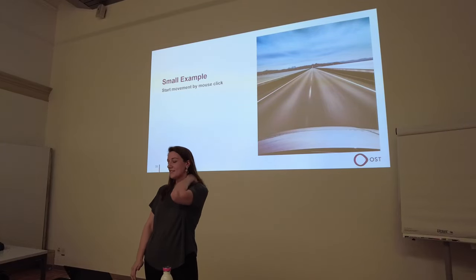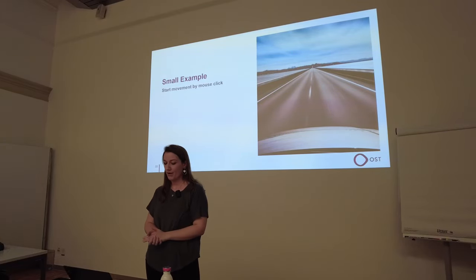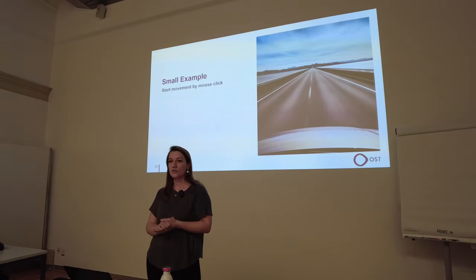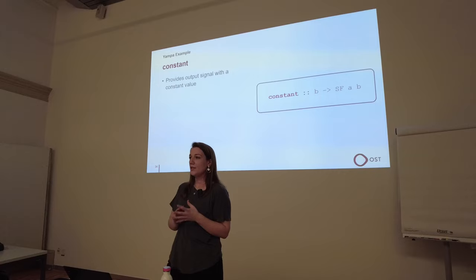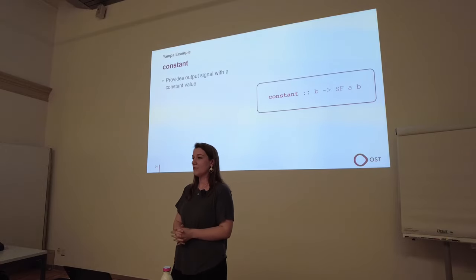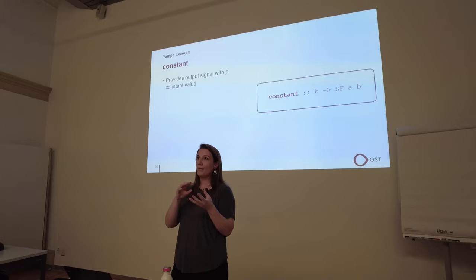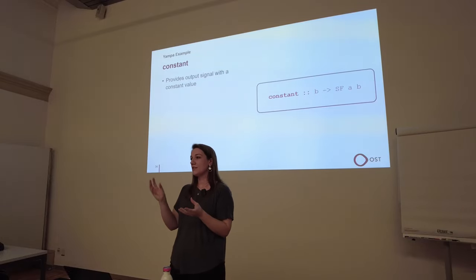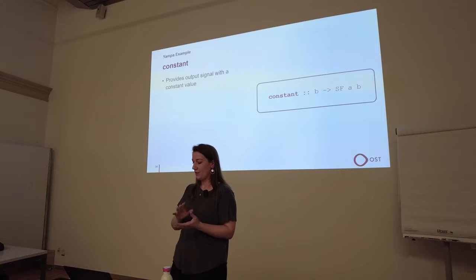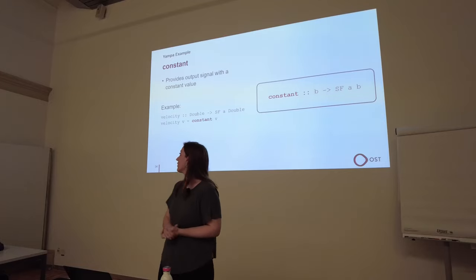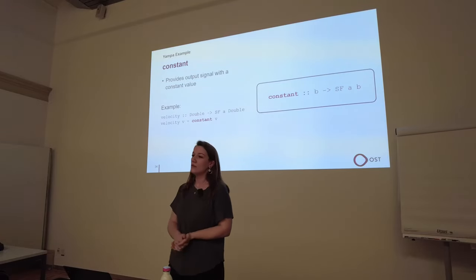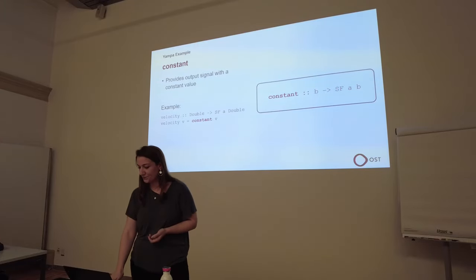To better understand signal functions, I have prepared a small example. We want to imitate a movement and start this movement by a mouse click. So first, for the movement, we need a function which is named constant, which provides an output signal that contains the velocity that we are moving with. So this would look like this. So it's just the velocity signal, which always takes the same value.